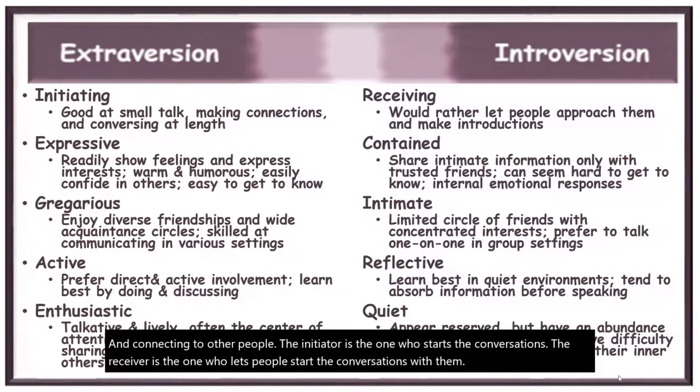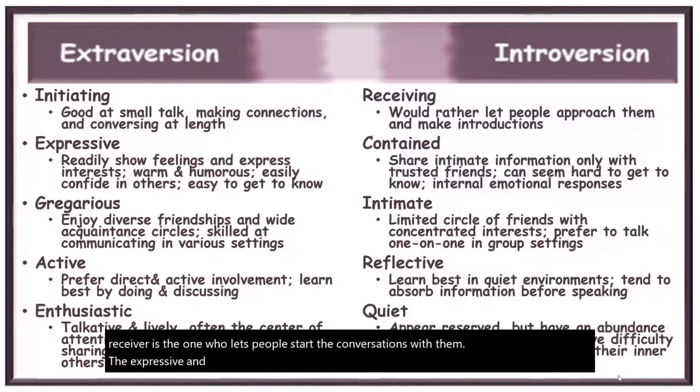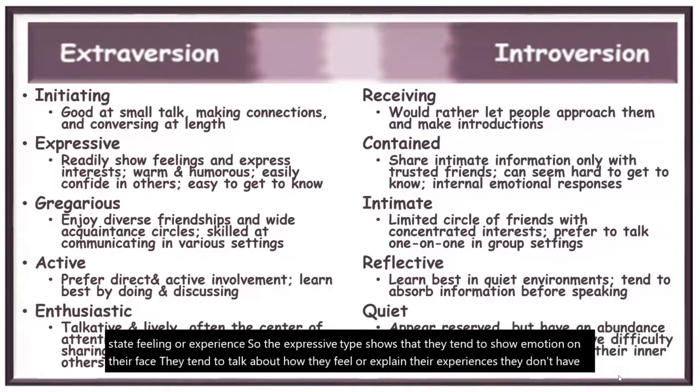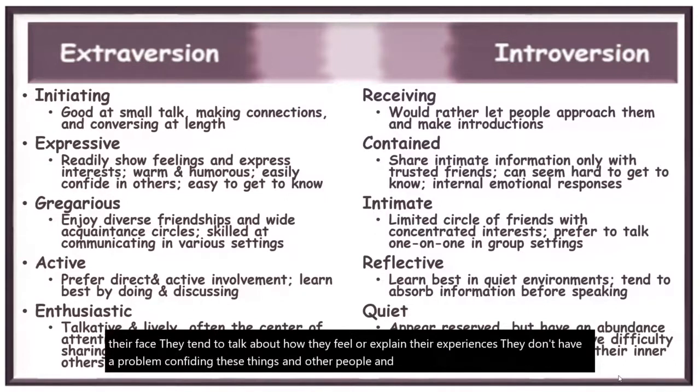The expressive and contained components. This is all about communicating an emotional state, feeling, or experience. So the expressive type shows that. They tend to show emotion on their face. They tend to talk about how they feel or explain their experiences. They don't have a problem confiding these things in other people and therefore seem really easy to get to know.